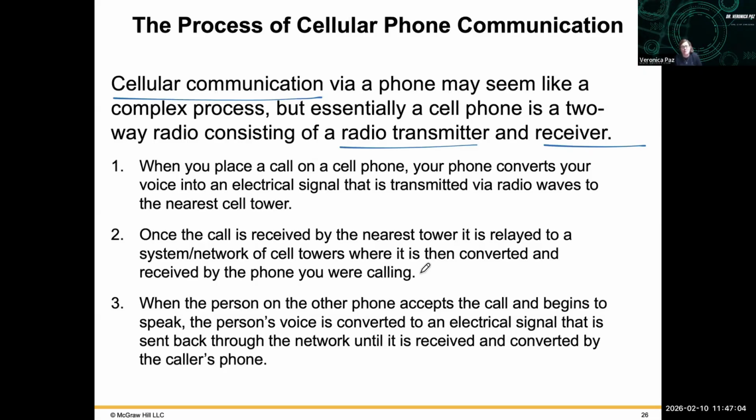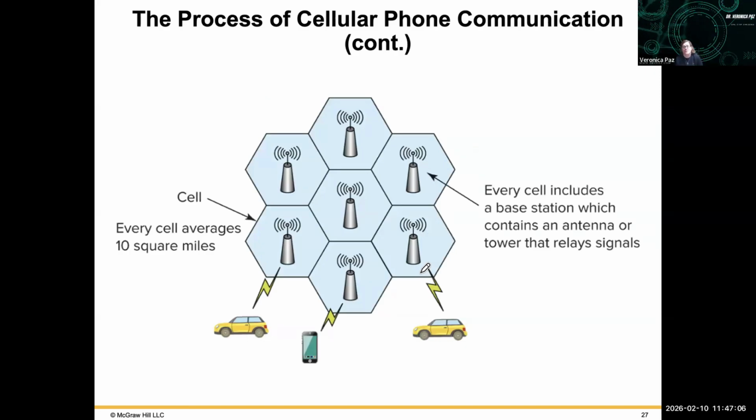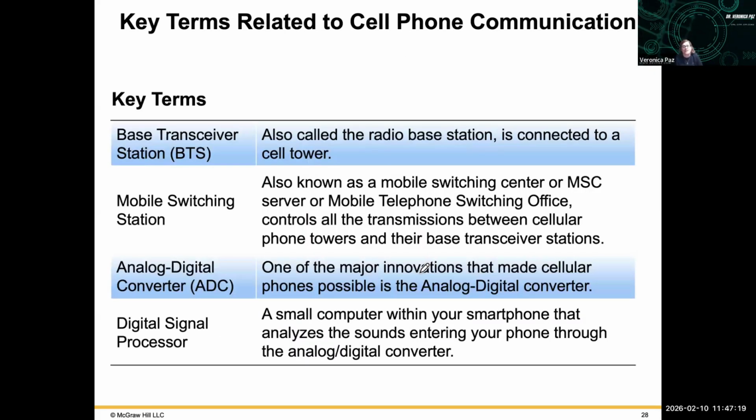And here is a depiction of cell phone communication towers, right? So depending on where you're at, there's a base and there's antennas and there's towers, and you'll get signals as you're driving along, and hopefully no blank spots. So key terms related to cell phone communication that you should have in your notes is the base transceiver station, right?